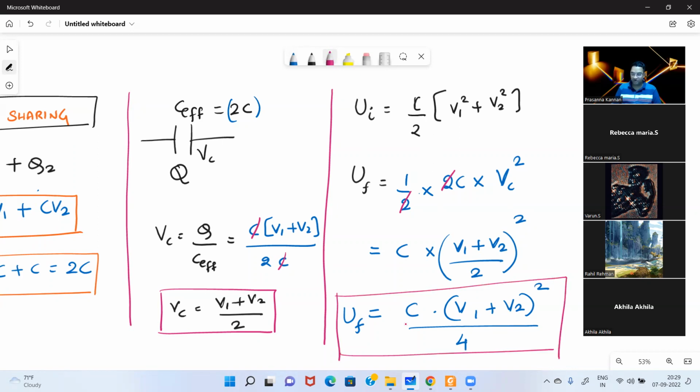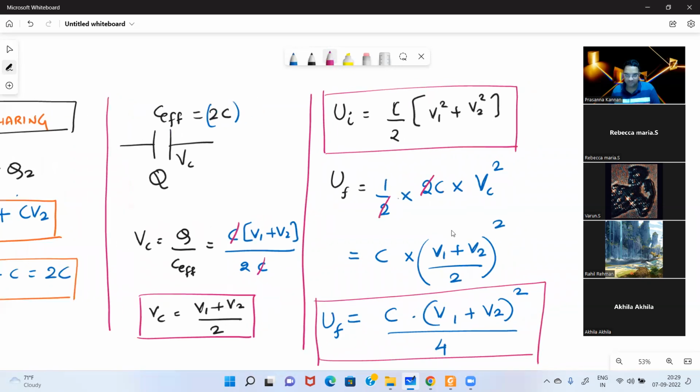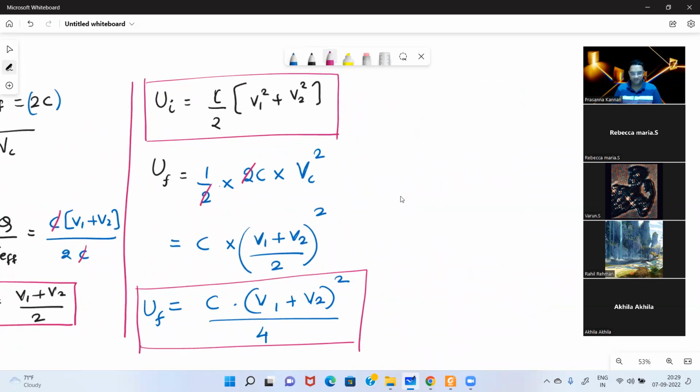Now we are not asked the final energy. We are not asked the initial energy. What are we asked? Difference in the energies, right?